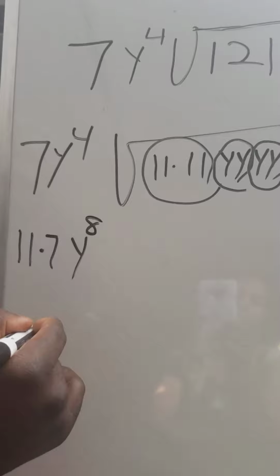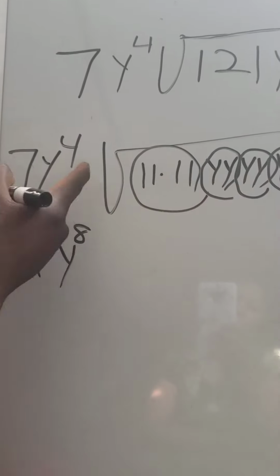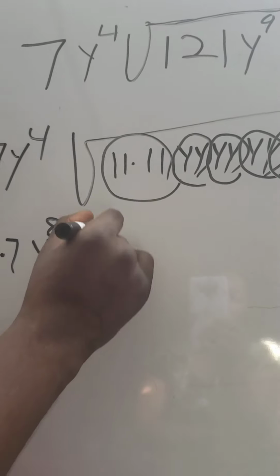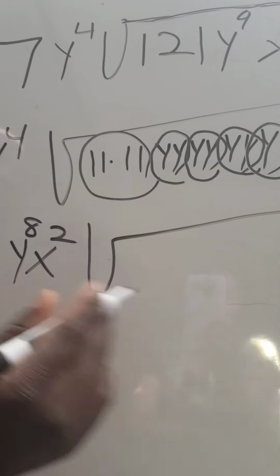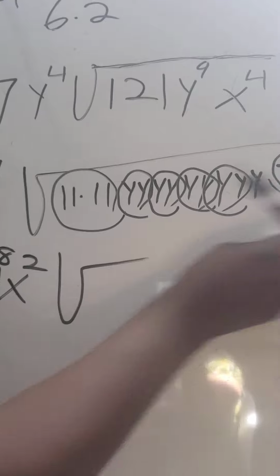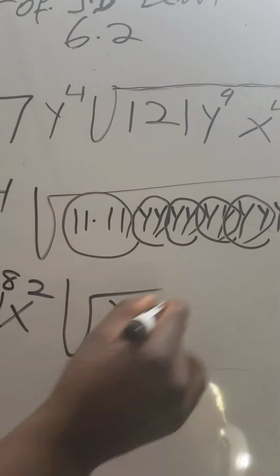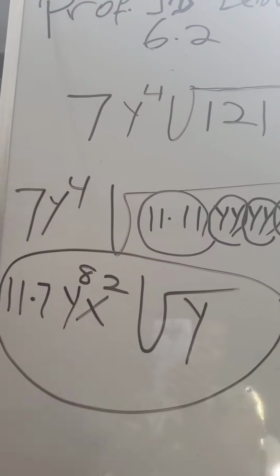Okay? So what about x? We didn't have any x outside, but it's going to be x squared because we have 2 pairs of x. So for the square root of what is left here, I don't even need such a big square root because only one y stays, and that is the final answer.